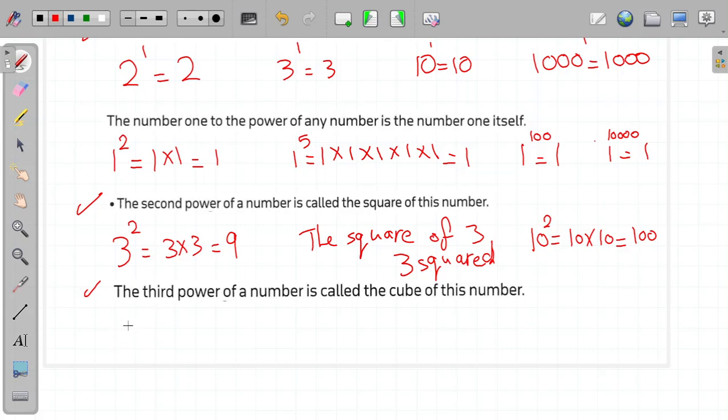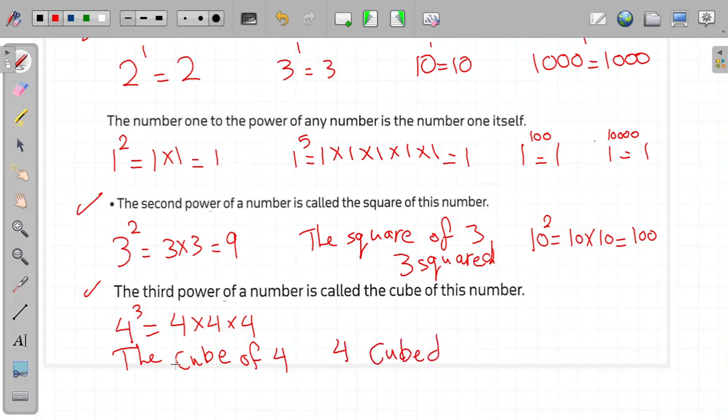So if I have 4 to the power of 3, or 4 to the third power, it's equal to 4 by 4 by 4. Here, 4 to the third power is called the cube of 4. Again, it's called the cube of 4, or I can say 4 cubed.